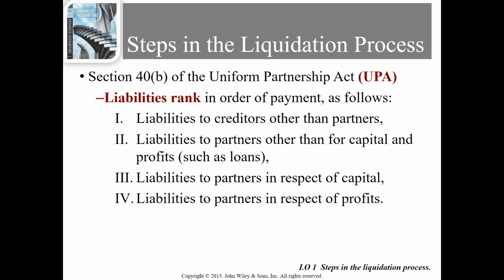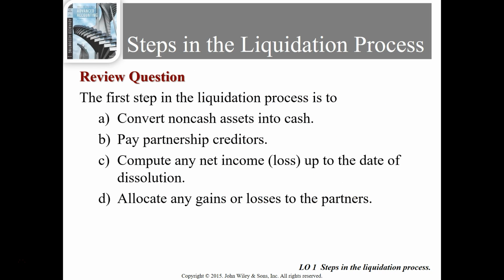Section 40B of the Uniform Partnership Act, liabilities are ranked in order of payment as follows. Number 1, liabilities to creditors other than partners. Number 2, liabilities to partners other than for capital and profits, meaning loans. Number 3, liabilities to partners in respect of capital. And the 4th, liabilities to partners in respect of profits. So we have a first review question here. The first step in the liquidation process is to, and hopefully you've answered choice C as in Charlie, compute any net income or loss up to the date of dissolution.